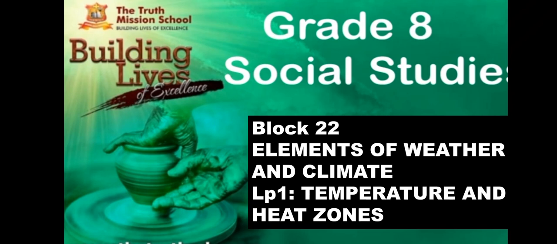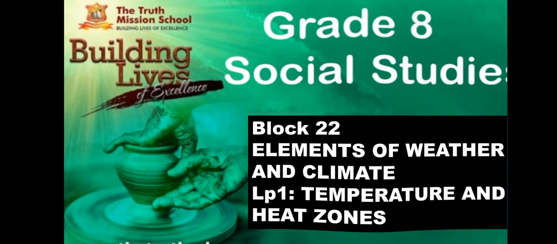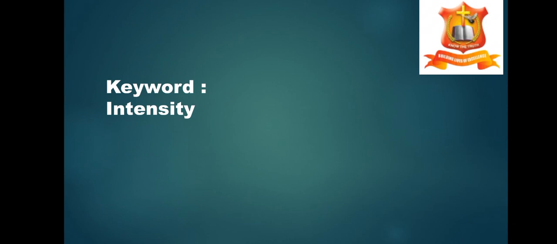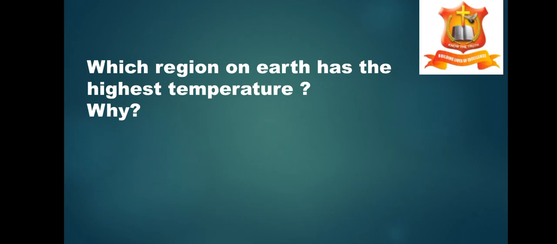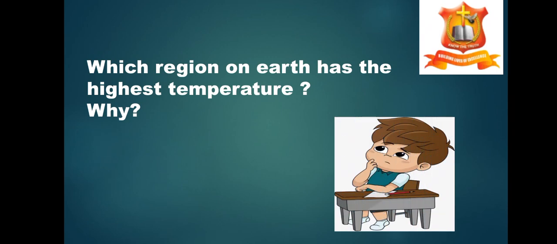First of all, we will start with a keyword. We will see what is the keyword. The keyword is intensity. Got it? Now, as usual, I will start my lesson with a question. Now, you need to tell me which region on the earth has the highest temperature and why. So, might you know the answer?